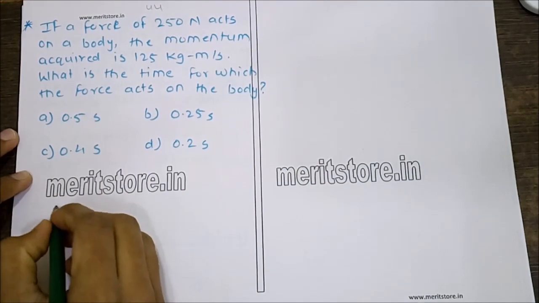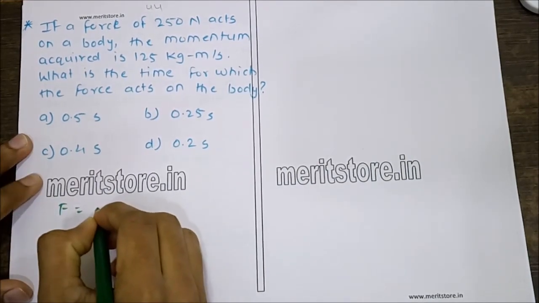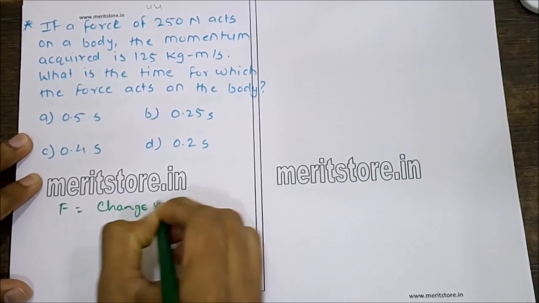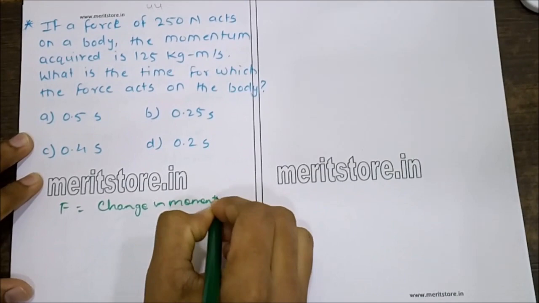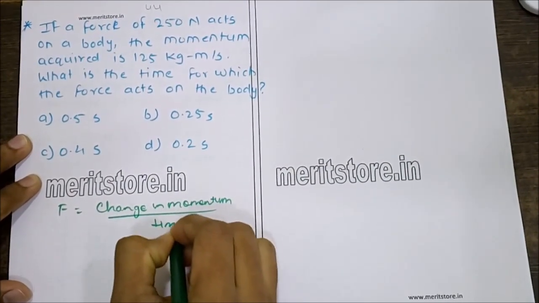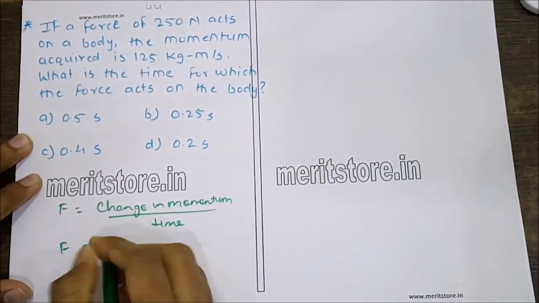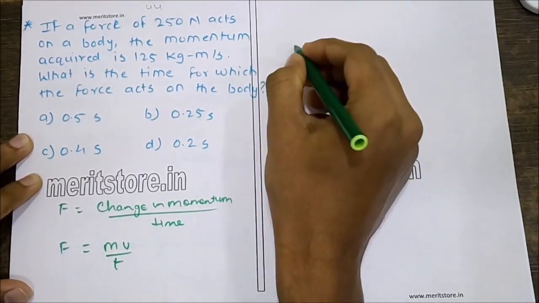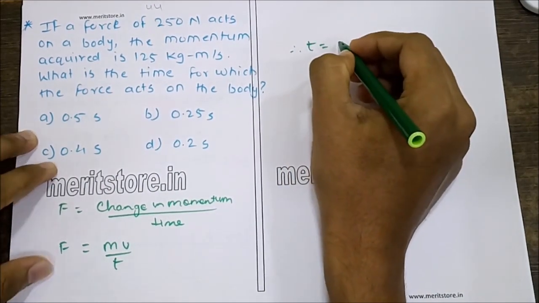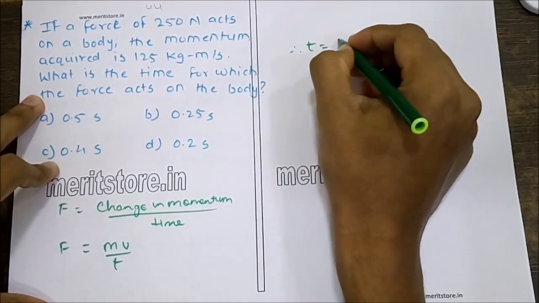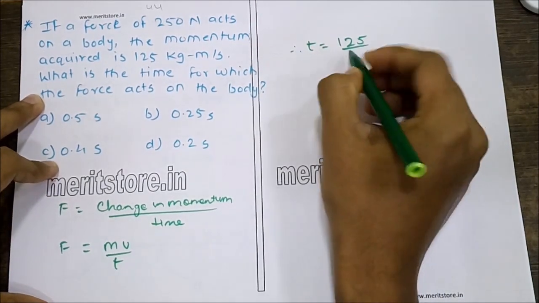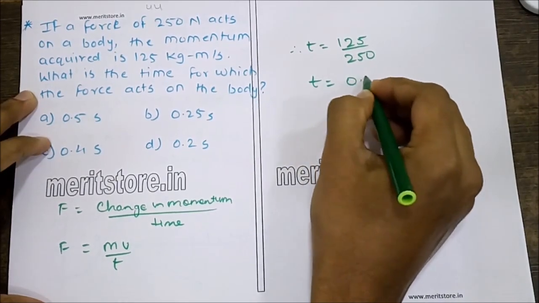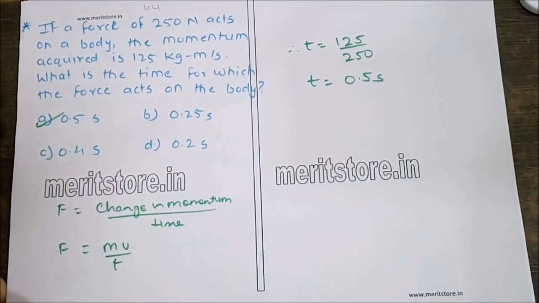By Newton's second law of motion, force is nothing but rate of change of momentum, that is change in momentum per unit time. So force is equal to mv upon t. So in order to find out time, the rate of change of momentum, that is 125, divided by the amount of force, that is 250, time is equal to 0.5 seconds. Hence option A is the correct answer.